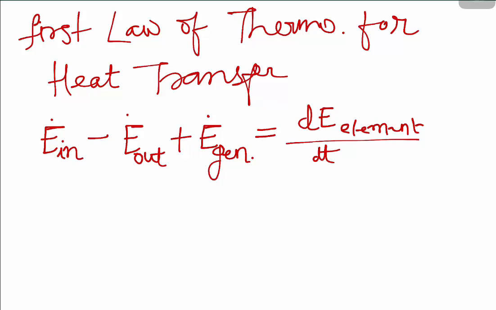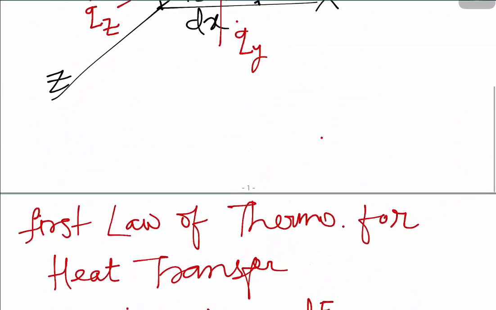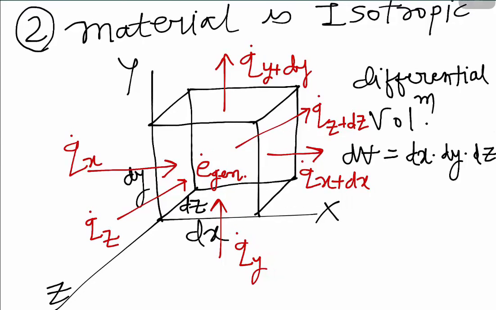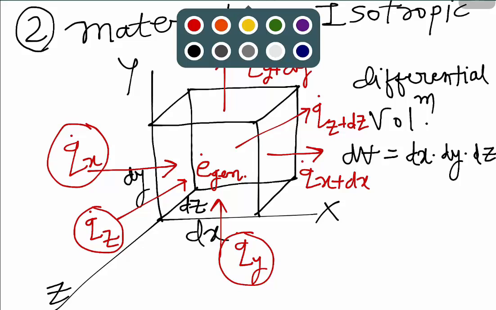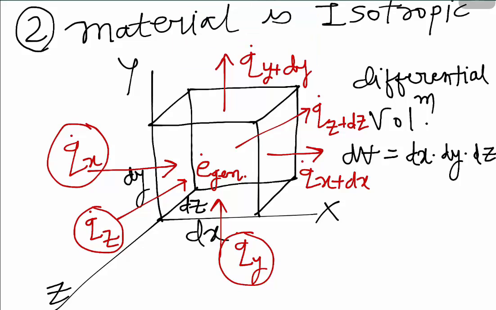Now what will be E dot in? E dot in is Q dot x, Q dot y and Q dot z. What will be E dot out? It will be Q dot x plus dx, Q dot y plus dy and Q dot z plus dz. And our energy generation rate per unit volume is E dot generation.